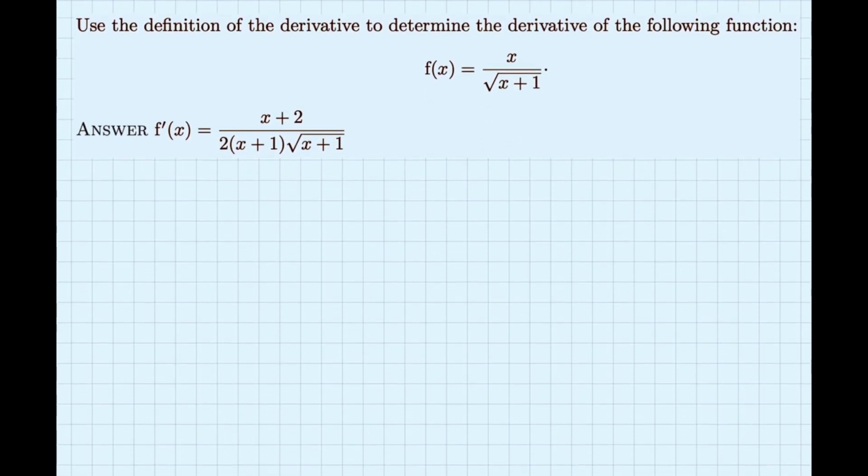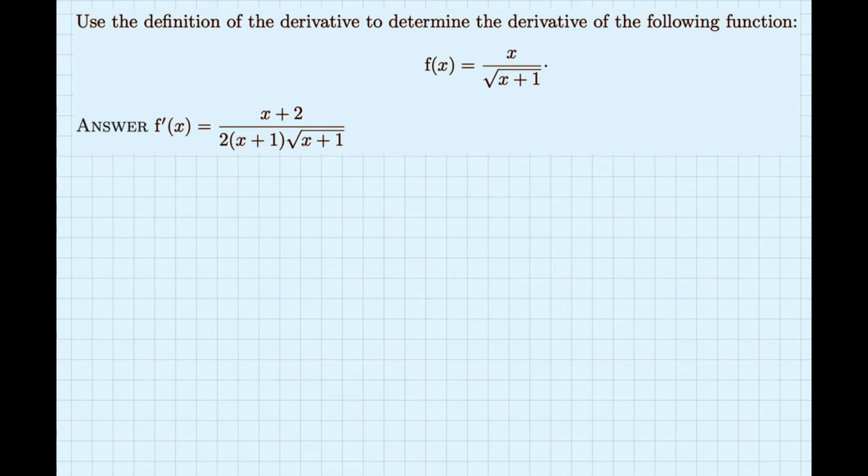Okay, now let us solve the problem. I'm supposed to use the definition of the derivative to calculate the derivative of this function f. So let me write the definition of the derivative first. f prime of x is equal to the limit of f of x plus h minus f of x over h when h goes to 0.